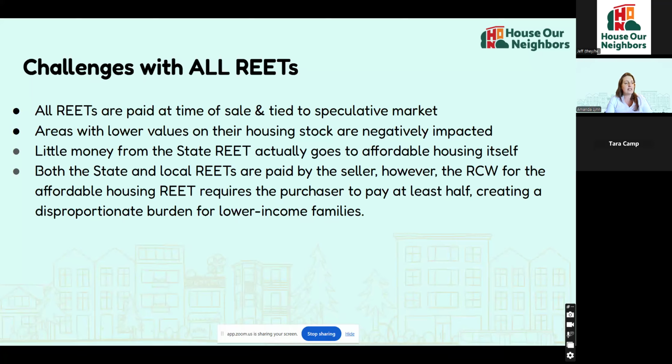And the last critique is the one that I mentioned earlier. Both the state and the local REIT are paid completely by the seller.